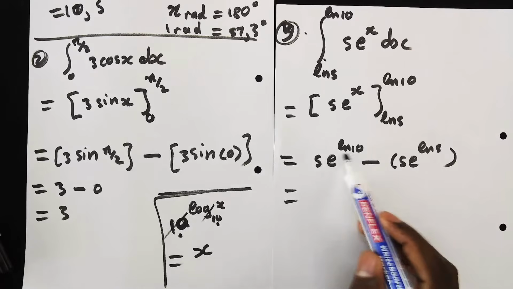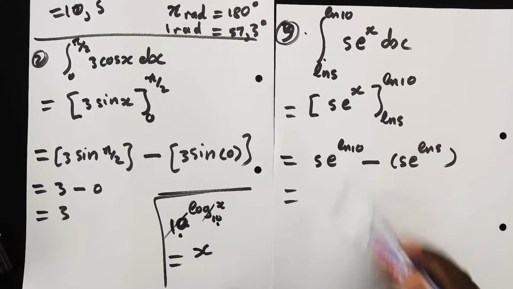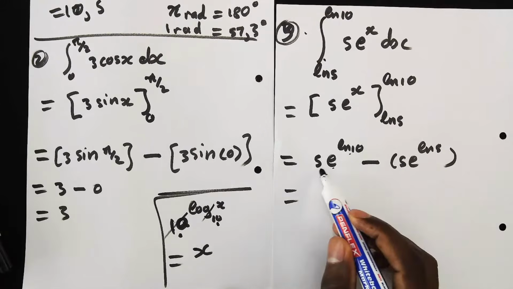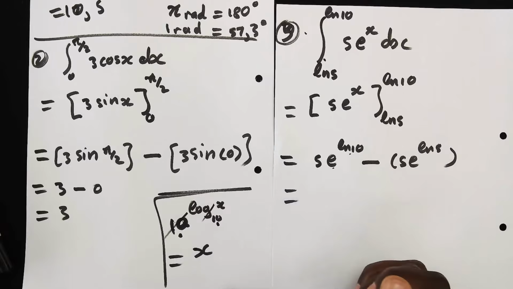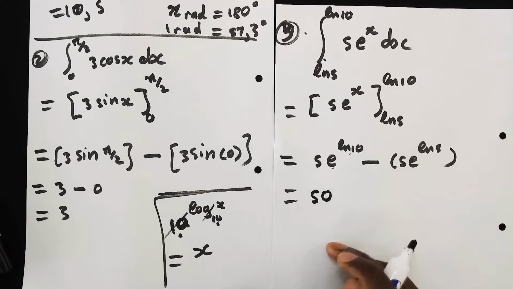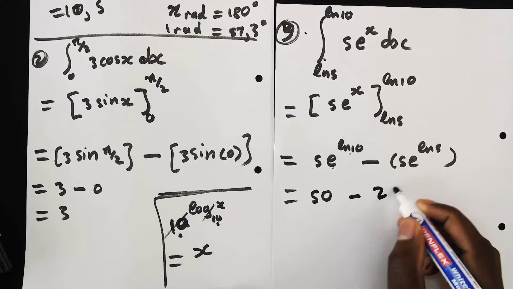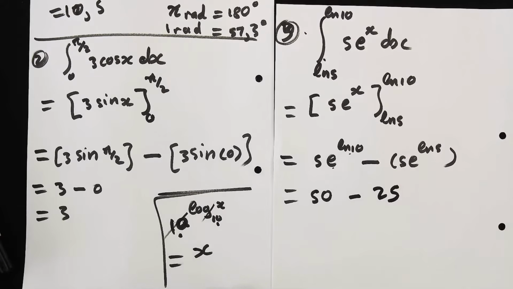It's the same thing here because ln is the log to the base e. We have base e in the log, so the answer is 10. Therefore, I will say 10 times 5, which is 50, isn't it? 10 times 5 is 50. Therefore, here we will say 5 times 5, which is 25.